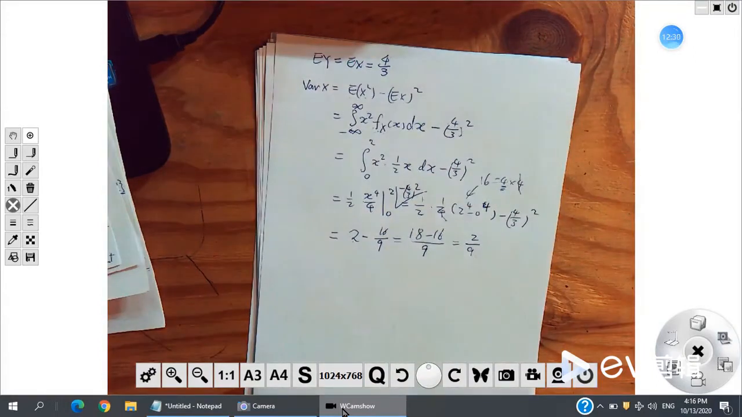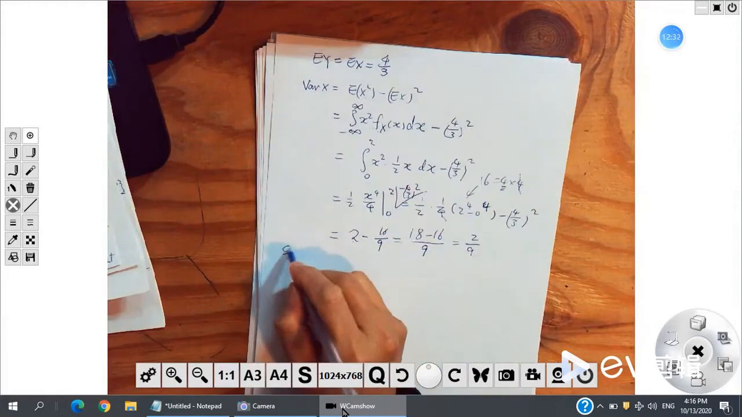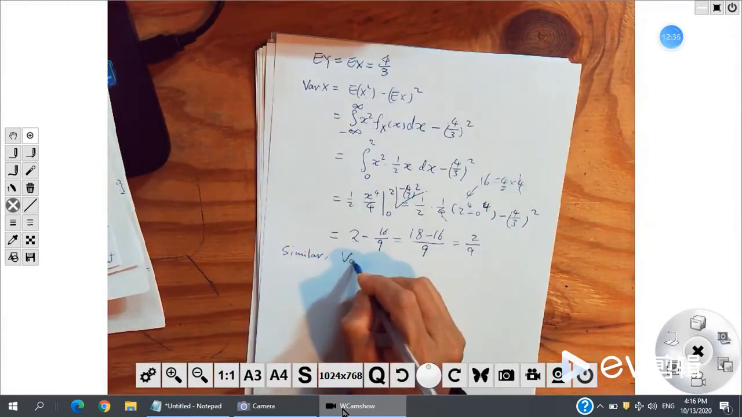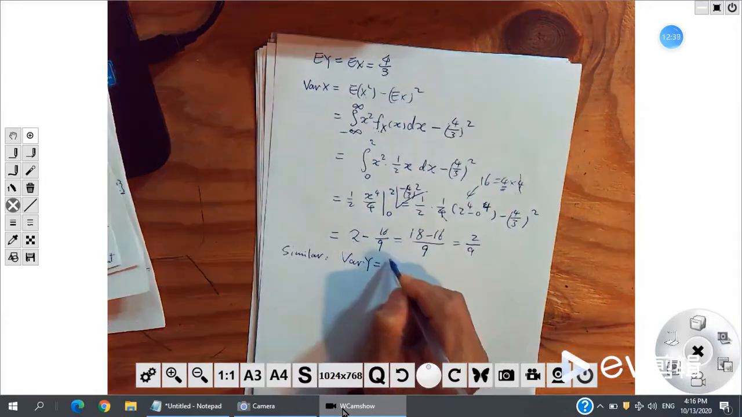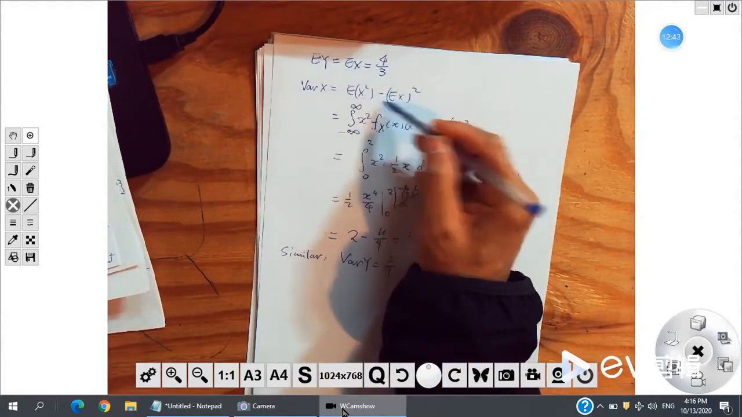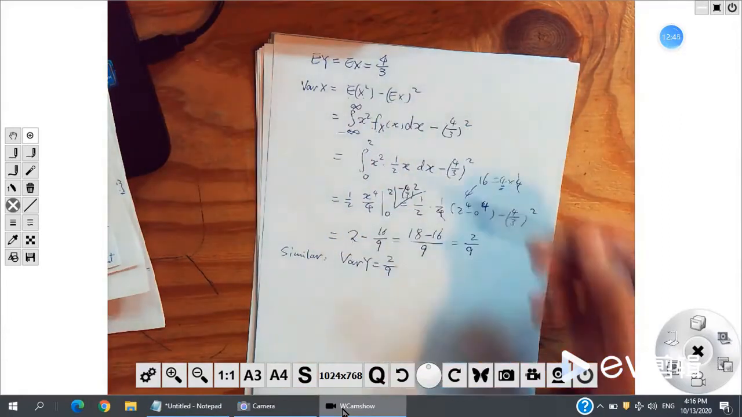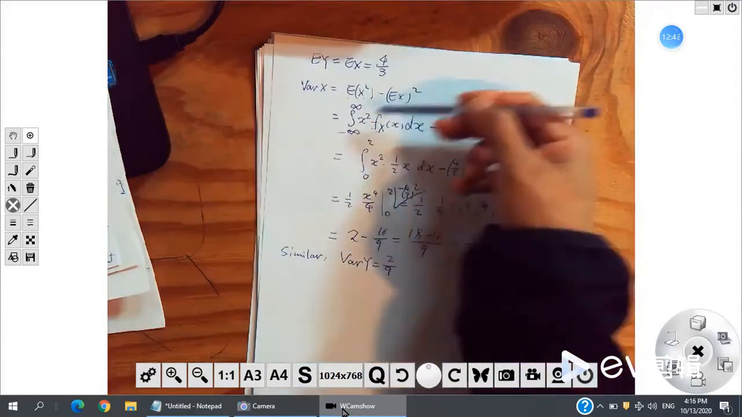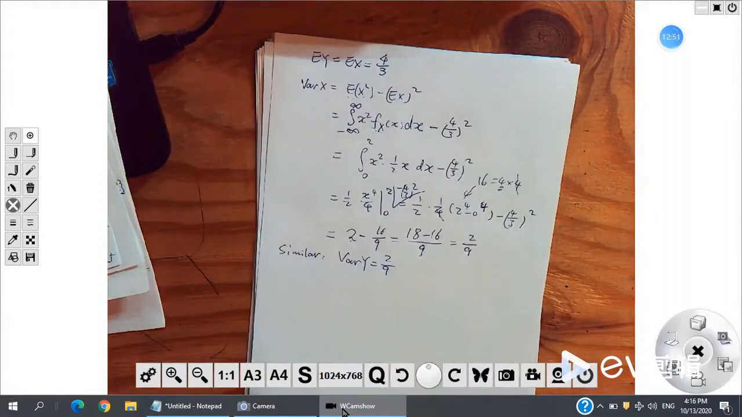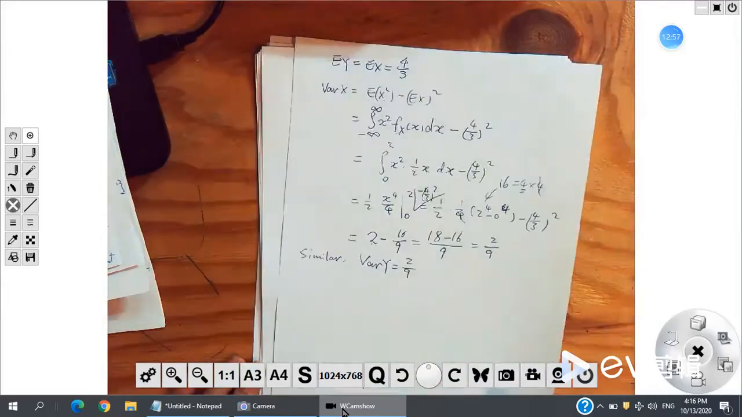Alright. And similarly, we can have the variance of Y is also 2 over 9. Yeah, it's a similar calculation. Just change x to be y. You replace all the x's here by y, then you can have the same result. That is the variance of Y. Alright. Okay, this is the variance.